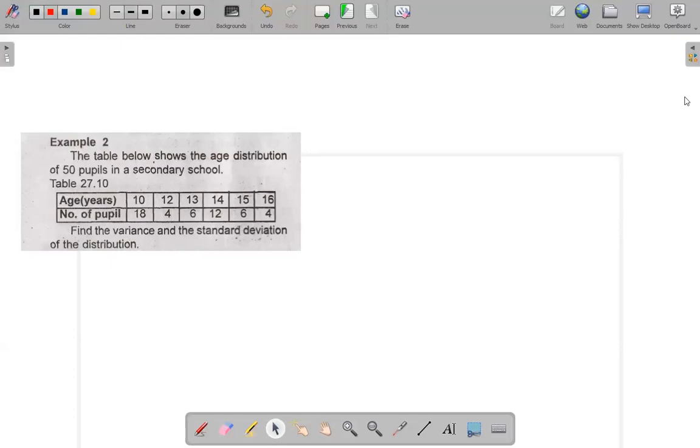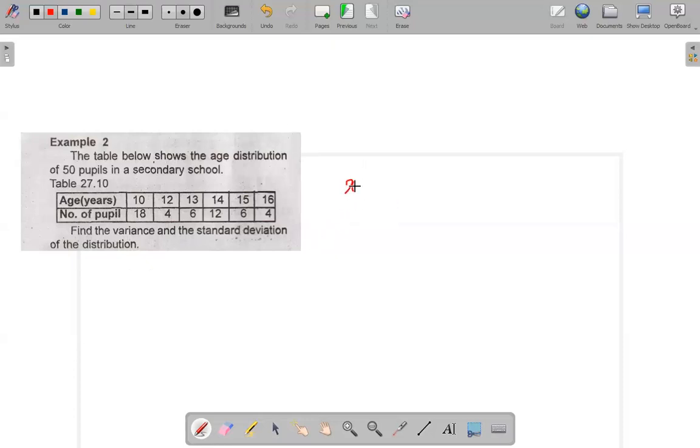So in this example, we are going to learn how to calculate the variance and standard deviation from a frequency distribution. In the previous example, there is no frequency table. When data is given in a frequency table like this, how can we calculate the variance and the standard deviation? The first thing we have to do is to construct the table that will reflect all the items that we need in our calculation.